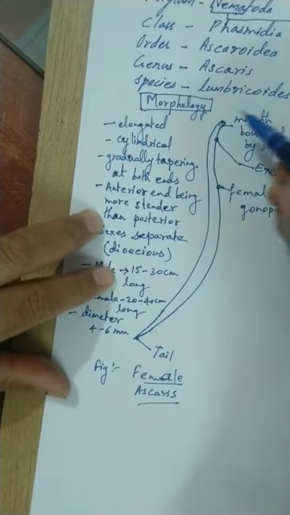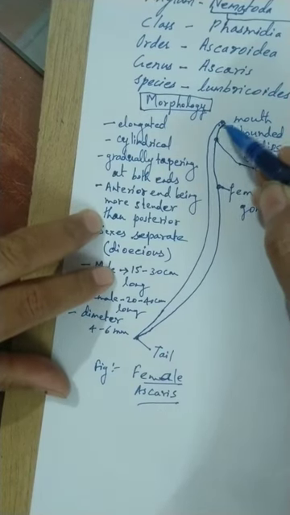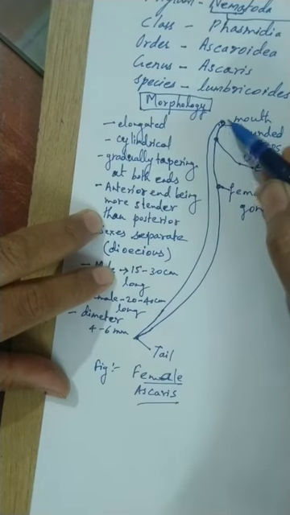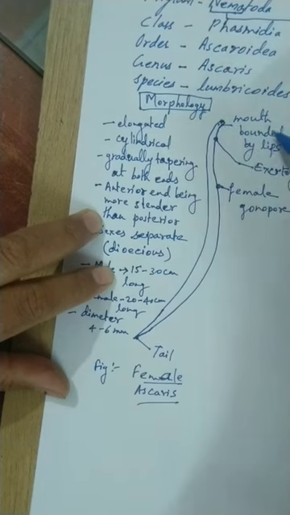Why is it like this? Because on the anterior end, the mouth is present. Along with the mouth, it is bounded with lips. There are 3 lips present in the mouth.